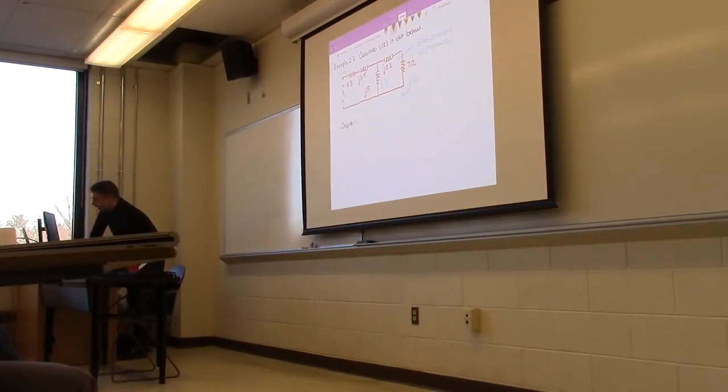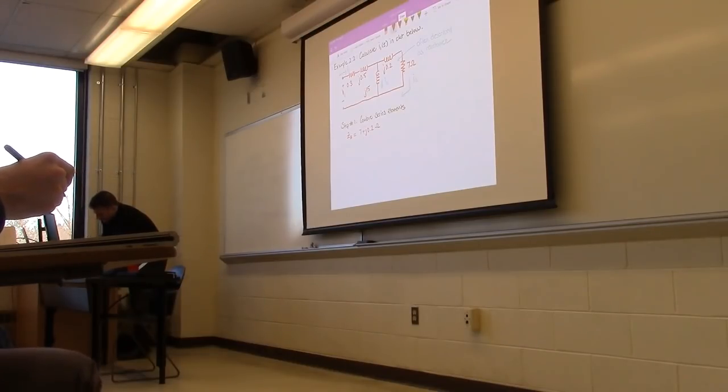Okay, so the first thing we're going to do is combine the series elements. That will be for this branch right here, the 0.2 and the 7. That will give us this impedance, which we'll call ZA, and that'll be 7 plus J 0.2 ohms. Next thing we're going to do is combine the parallel branches.